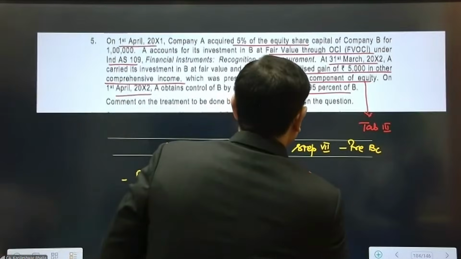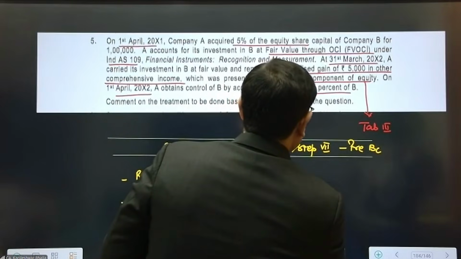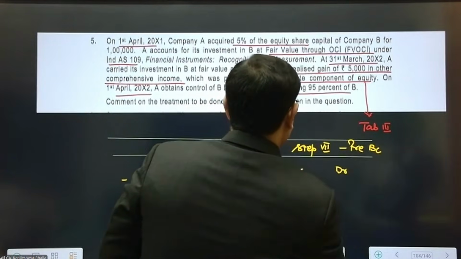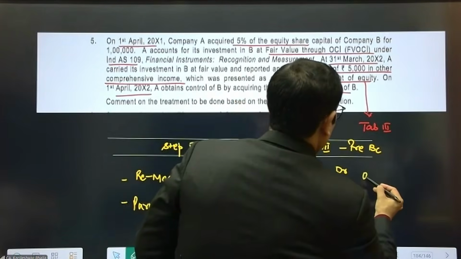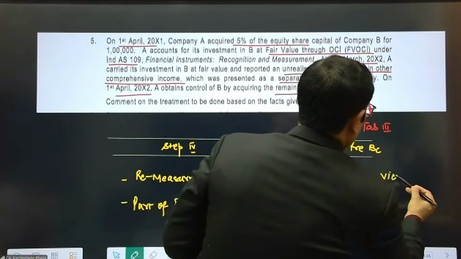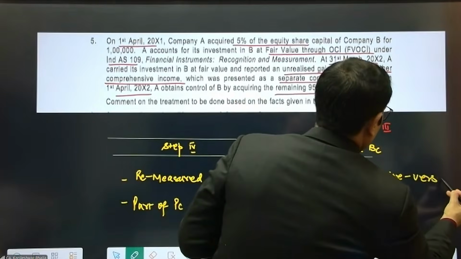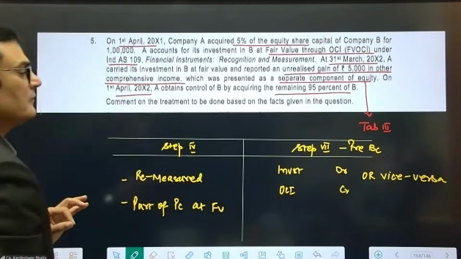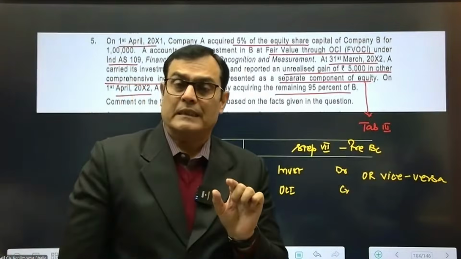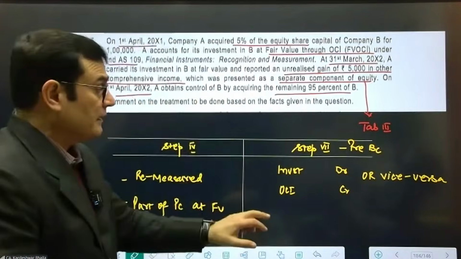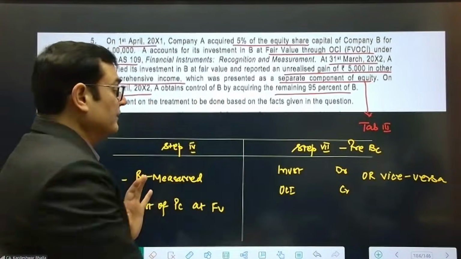First of all, you'll have to put the entry: investment gets a debit and other comprehensive income gets a credit, or vice versa, depending upon whether it's a gain or a loss. So remeasurement of the investment will lead to a gain or loss, and that gain or loss will be taken in the other comprehensive income.